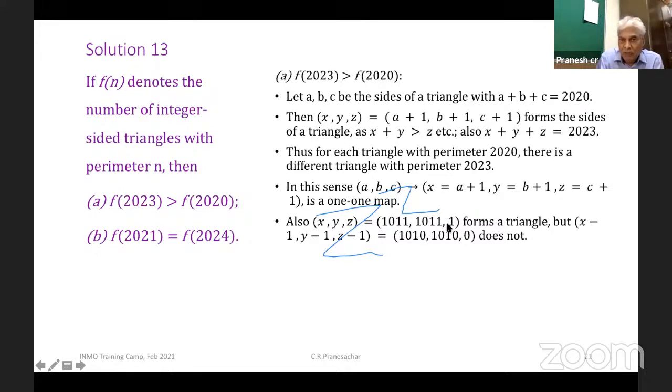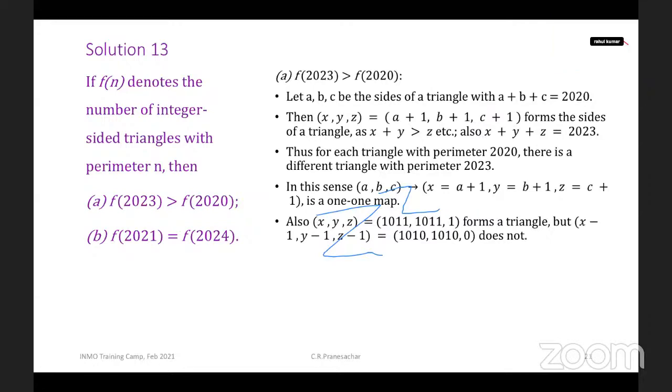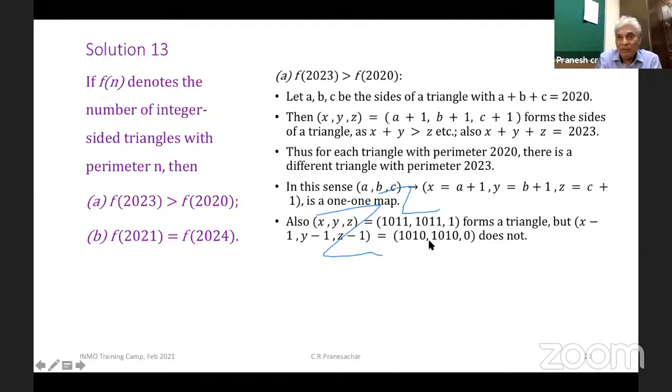Okay. Now you subtract 1 each. What do you get? You get 1, 0. The triangle inequality is not satisfied. Not satisfied. So for 3 also you will get a triangle. Maybe for 5 also you will get a triangle, once you take them very close to each other.